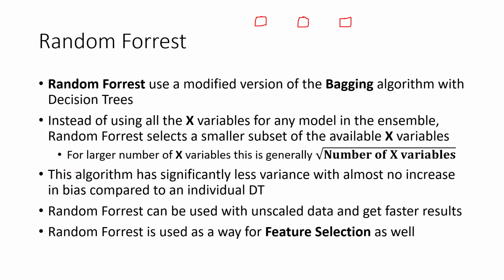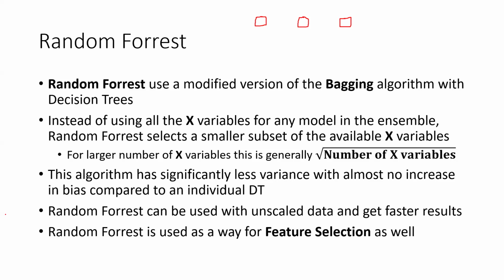This algorithm is significantly better, that means it has lesser variance compared to a single decision tree. This advantage comes with almost no increase in bias. When it comes to the bias-variance trade-off, we say that when we try to reduce the variance, the bias is increased. But when you are using a random forest technique, you can actually reduce the variance with almost no increase in bias.